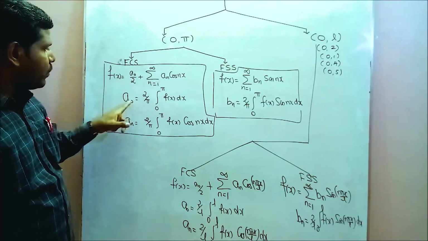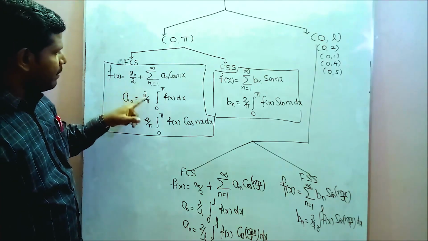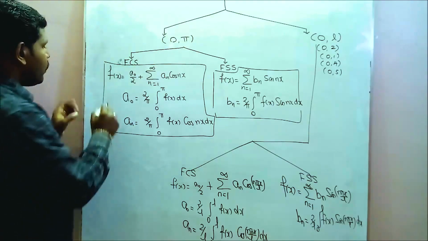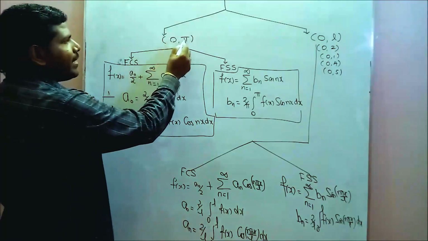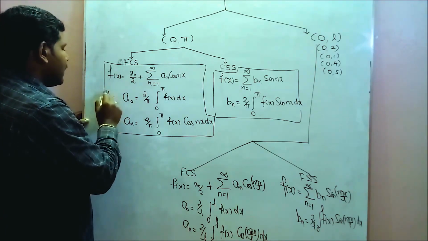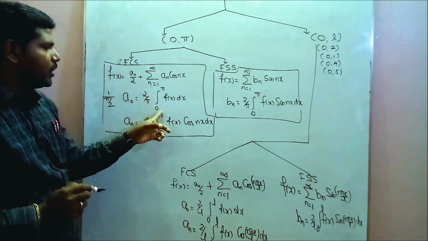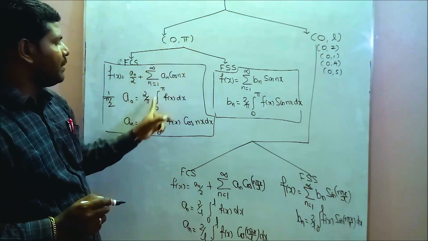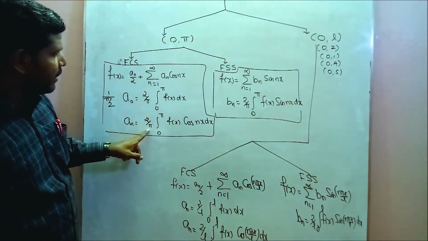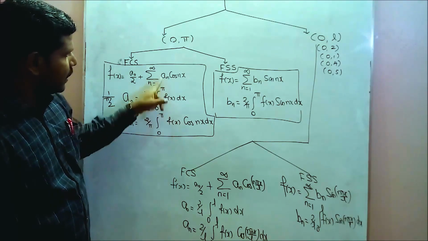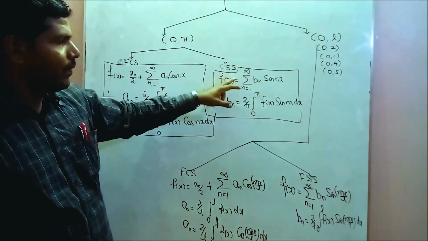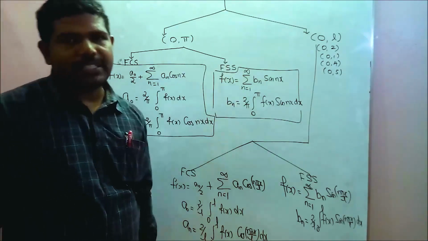The a0 value is 2 by pi. 2 by pi means 1 by half of the length. Half of this length is pi by 2, so the 2 comes in the numerator. Then 2 by pi, from 0 to pi, the lower limit to the upper limit, f of x dx. So an is 2 by pi integral 0 to pi f of x cos nx dx. Similarly for a sine series; the formula is important.